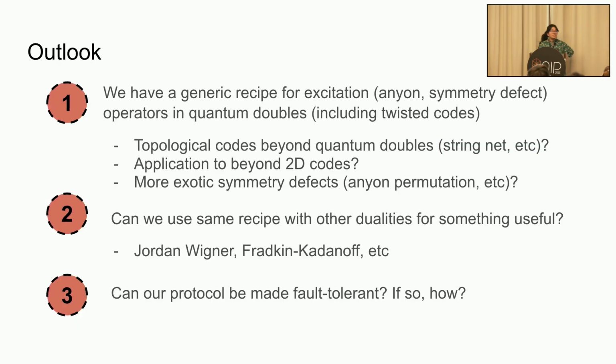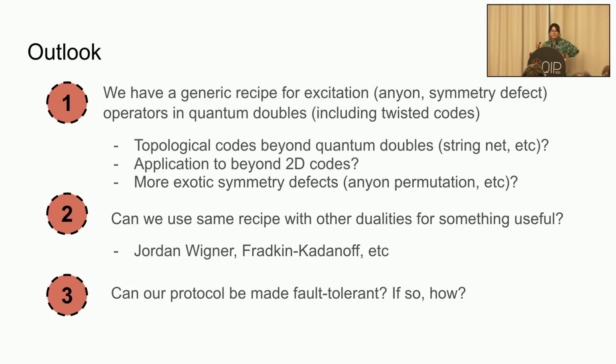So, as some outlook, we have this generic recipe for writing down excitation operators for anions and symmetry defects in quantum doubles. I should say, I didn't mention it for the sake of time, but we can also extend this to twisted quantum doubles. A natural question to ask is, can you extend this beyond the quantum double paradigm to string nets, to generic topological order? There's also the application maybe beyond 2D codes, and maybe these more exotic symmetries.